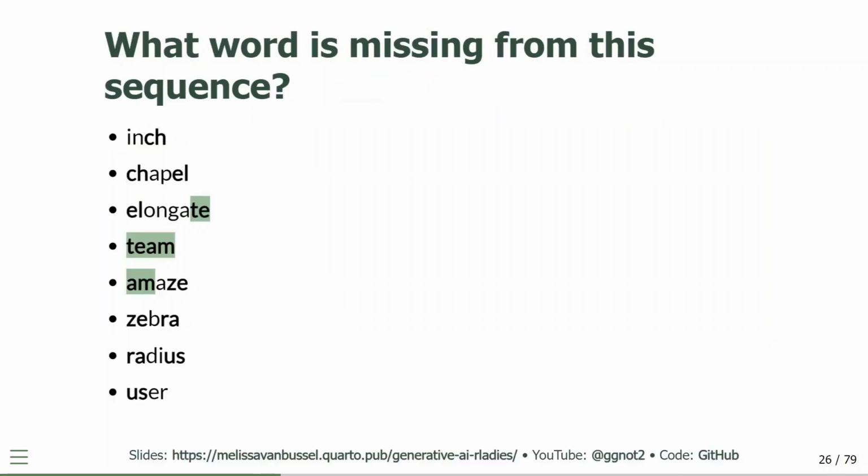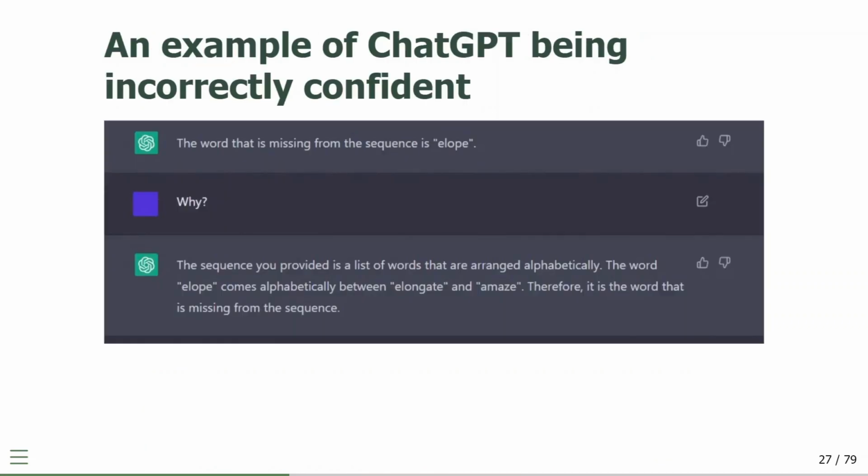So let's go back to the words for a second. First, let's notice that they're not even in alphabetical order. So right off the bat, that's incorrect. But even if they were in alphabetical order, "elope" is not a word that comes between "elongate" and "amaze." And again, even if it were, there's so many words that would come alphabetically between two words that this is just not the correct method for solving this puzzle. And it really has no idea how to go about working on this at all.